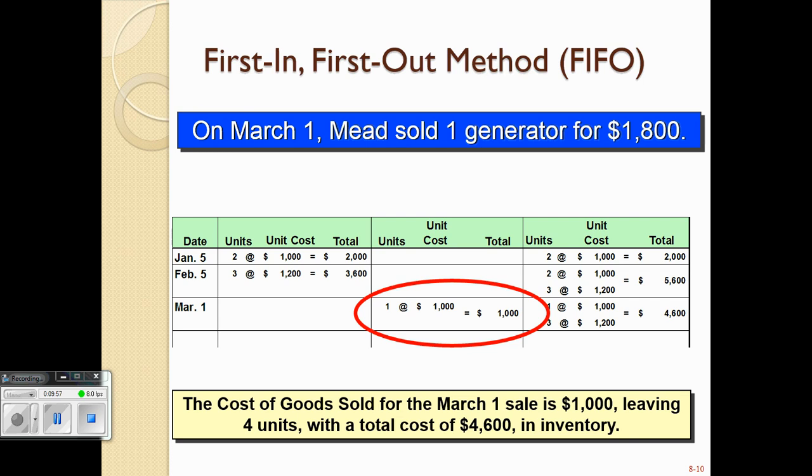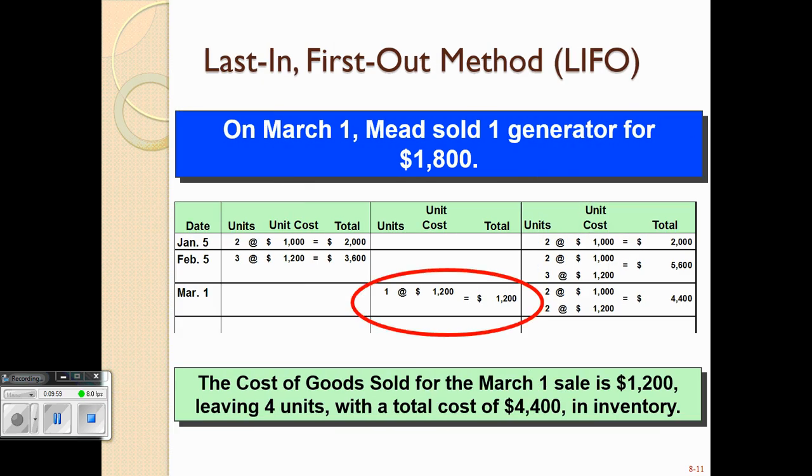That is our third method. And our last method is what we call LIFO, which is last in, first out. This was widely used back in the 70s and 80s. It's rather rare to use this one today. And this one assumes that the last units that came in are the first ones out.